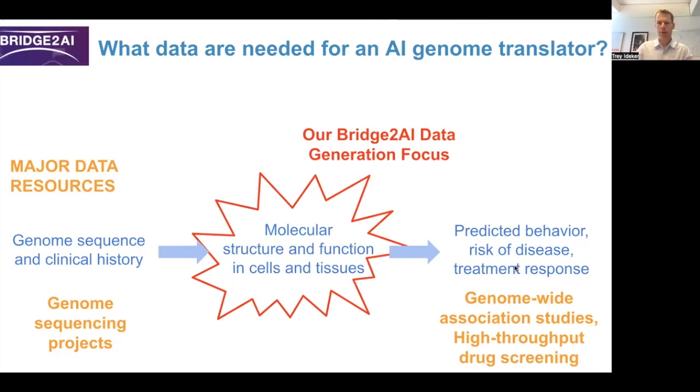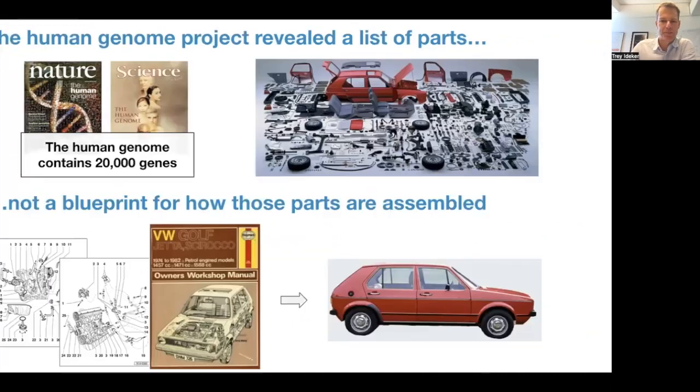So while many more sequencing projects are continuously ongoing, and those are important contributions, we felt that a particular lack or gap in data that could be used to train AI systems in genome translation relates to the molecular level. How do these genetic changes at the left translate into changes in the structure and function of molecular systems in cells and tissues? There certainly are data available in some degree here, but we felt this was an area where much more data are needed, and that's the focus of the Bridge2AI Cell Maps for AI program.